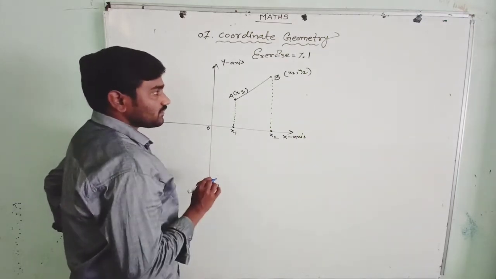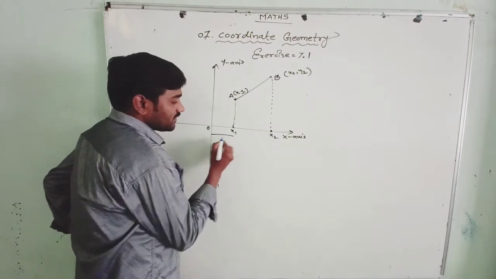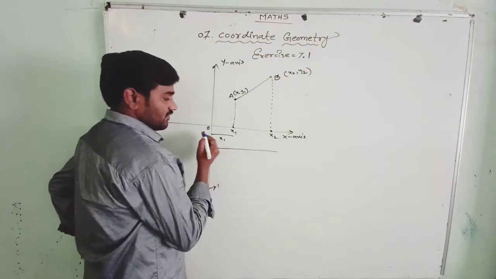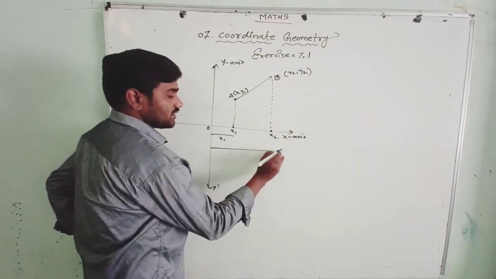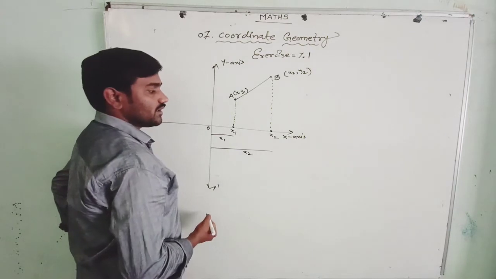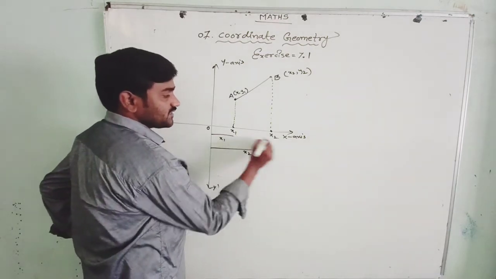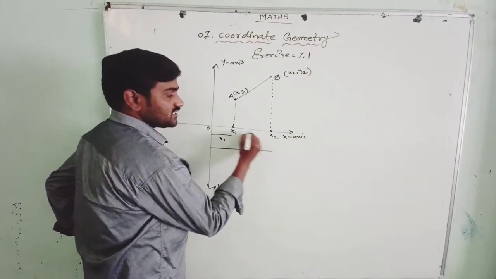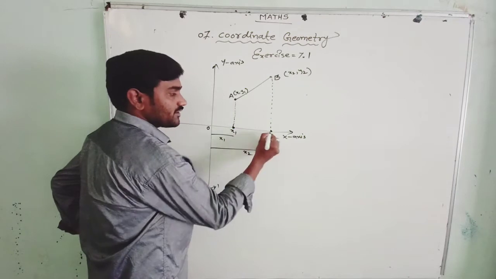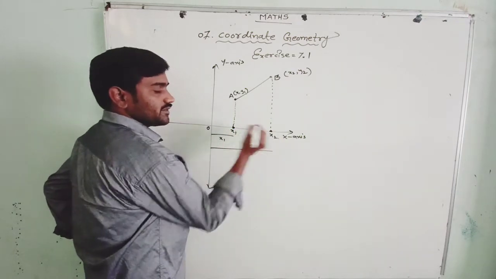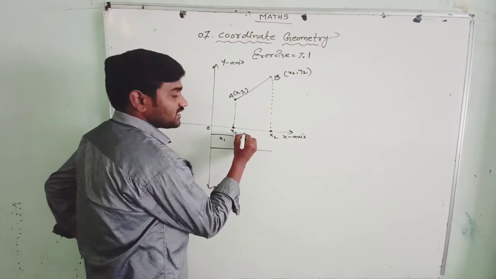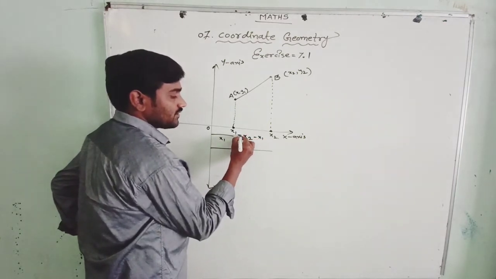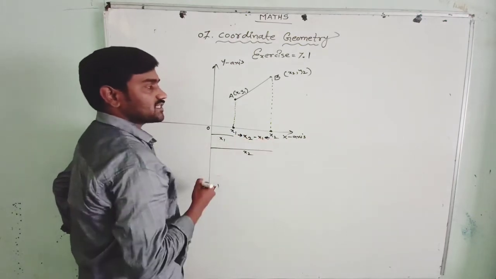The distance from the y axis to this point is x1 units, and the distance from the y axis to this other point is x2. Now can you find the distance between them? This distance, from x1 to x2, will be x2 minus x1.